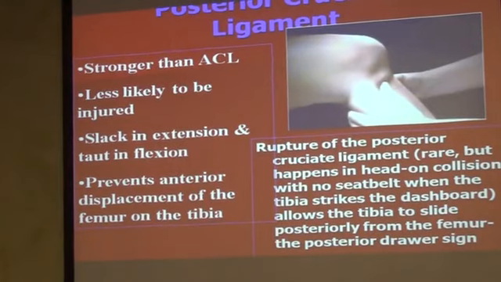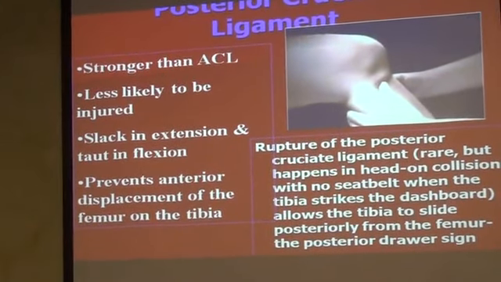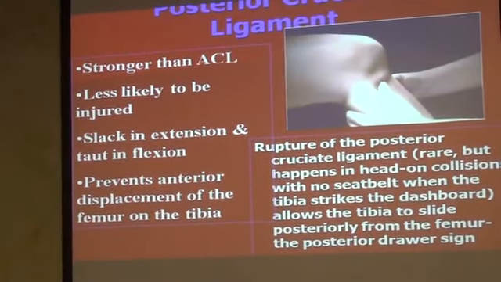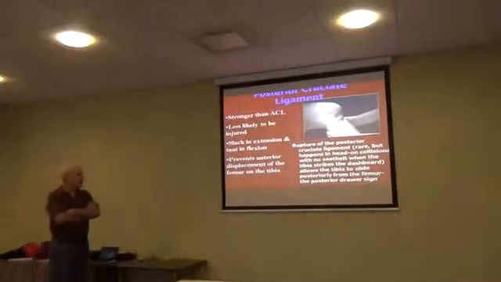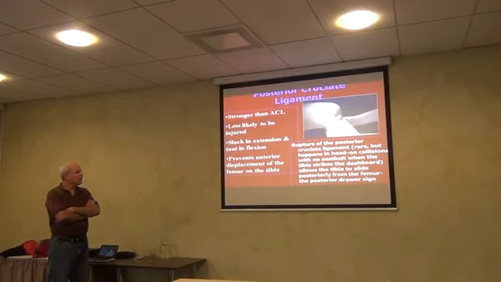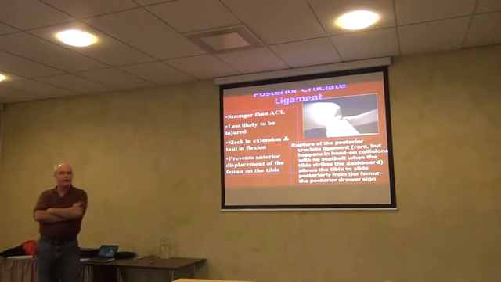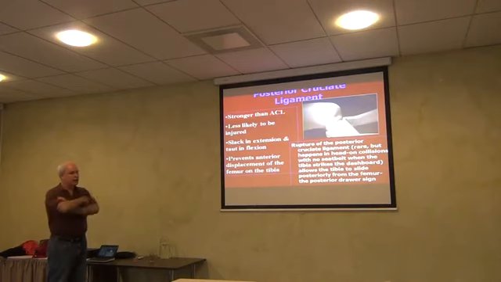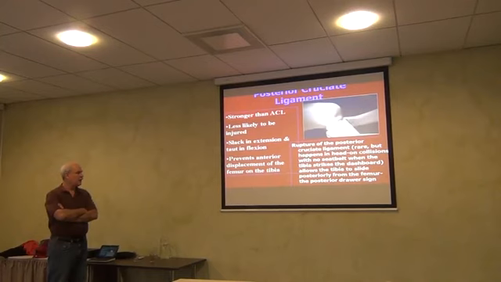Okay. This is the test for the posterior cruciate ligament. It's more or less the same as for the anterior cruciate ligament, but in a different direction. Usually, the dysfunction of this posterior ligament occurs from striking the dashboard in a car accident.